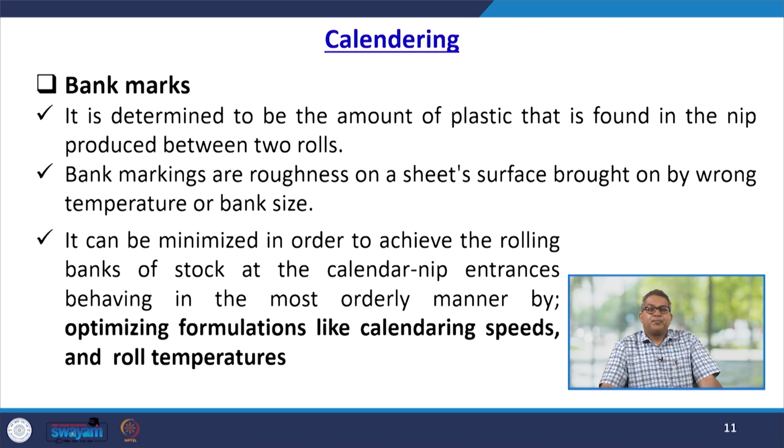The bank marks are determined by the amount of plastic found in the nip produced between the two rolls. If you recall the previous figure, we mentioned the nip. The bank markings are roughness on the sheet surface brought on by wrong temperature or bank size. It can be minimized by achieving rolling banks of stock at the calendar nip entrances behaving in the most orderly manner, by optimizing formulation, calendering speed and the roll temperature. So, these factors are very important.